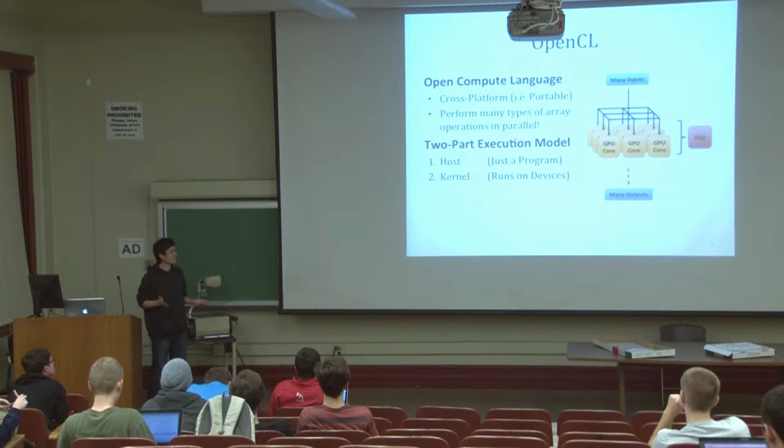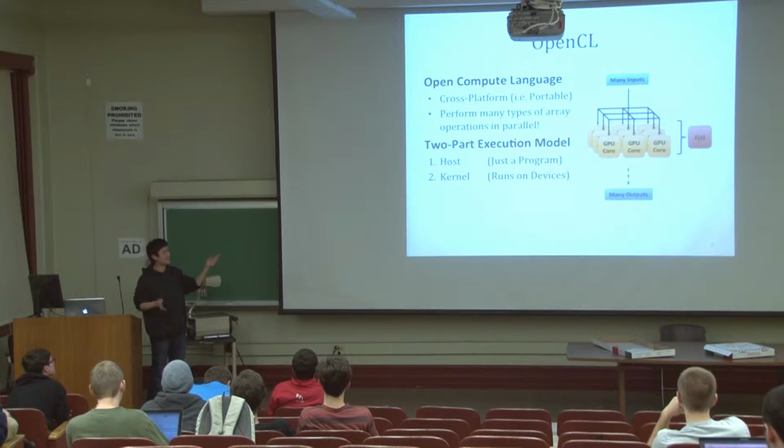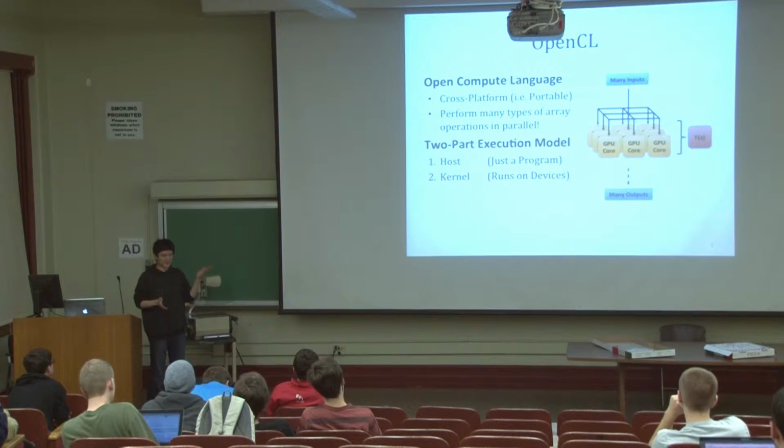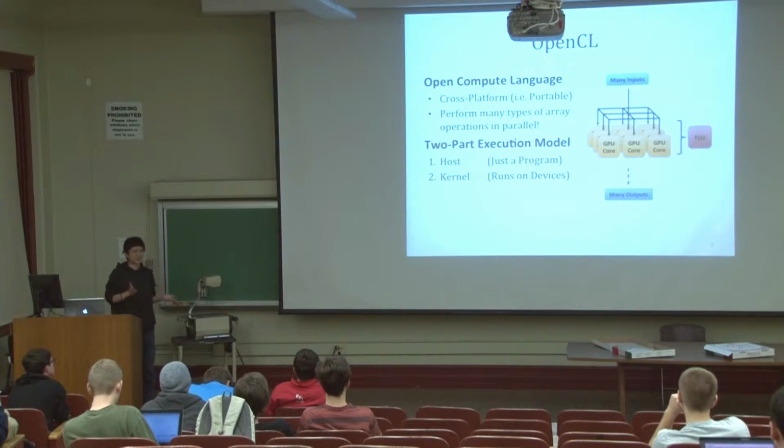And basically how it works, roughly, for those of you unfamiliar with how parallel computing works, you have a lot of inputs. All these inputs are passed to each core on a GPU, and that GPU core does some bit of math, and you get a whole bunch of outputs. It's pretty basic.